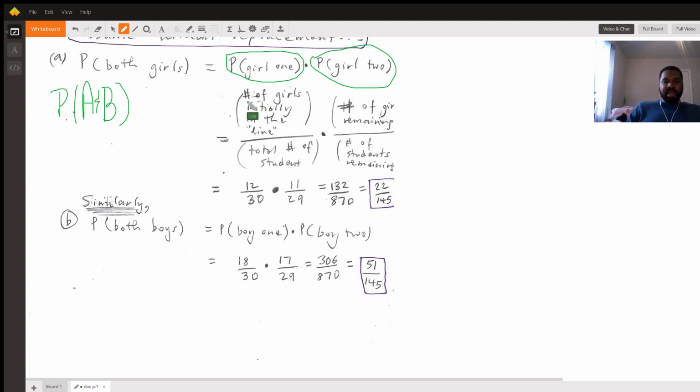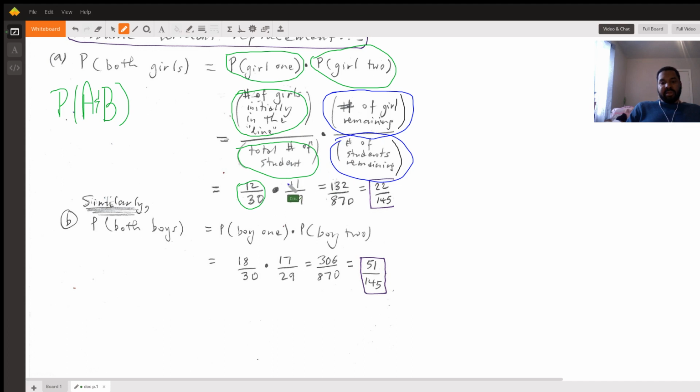The probability of choosing girl 1 is just how many girls there are in the beginning, which is 12, over the total number of students as we stand in the beginning. This gives us 12 out of 30. And now we multiply that, since one girl has been chosen, all right? That's a fact, she has been chosen. So now we have 11 more girls to choose from, but now there are only 29 students.